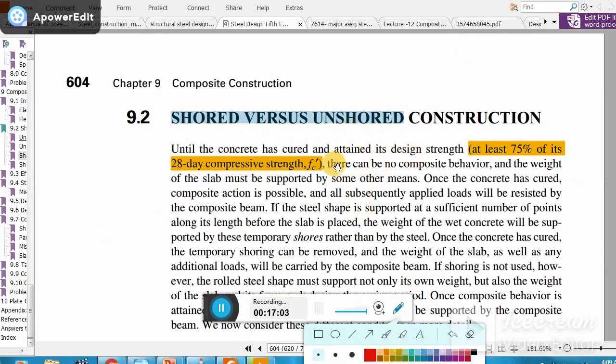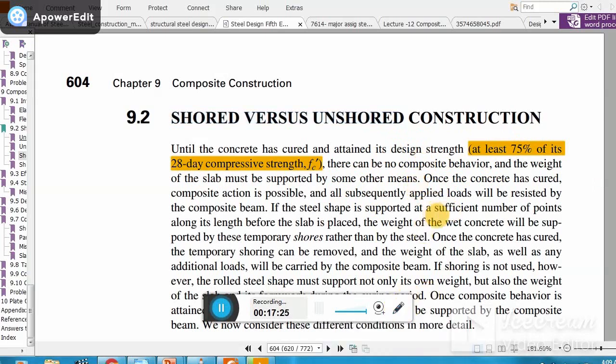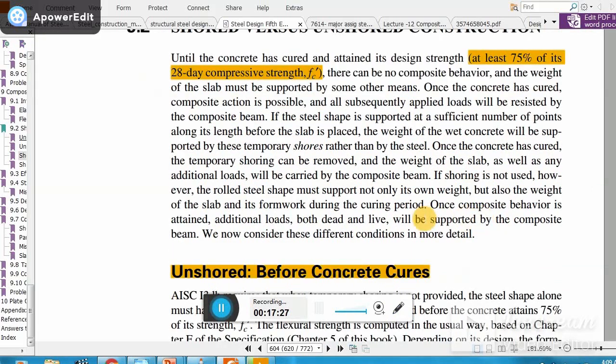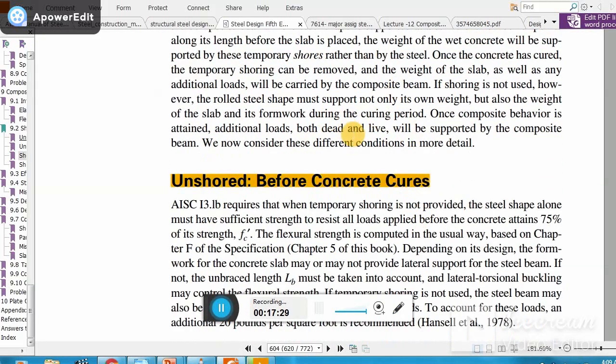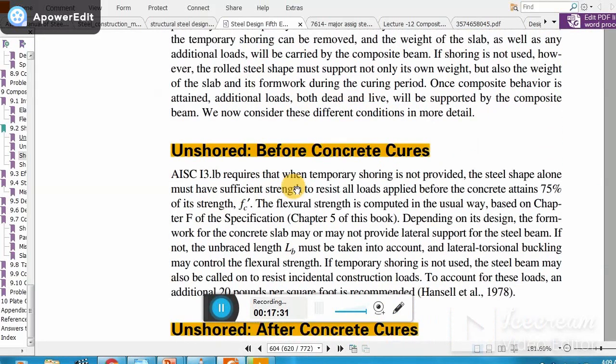Now you must remember, you just read this theory. I already mentioned that initially shoring is provided to a concrete for 28 days, so that the concrete gains its 75 percent strength, and after that it's removed. Then we call that shored concrete. And if you don't provide it, then it is called unshored concrete. Clear? So all things I explained, I don't need to repeat them.